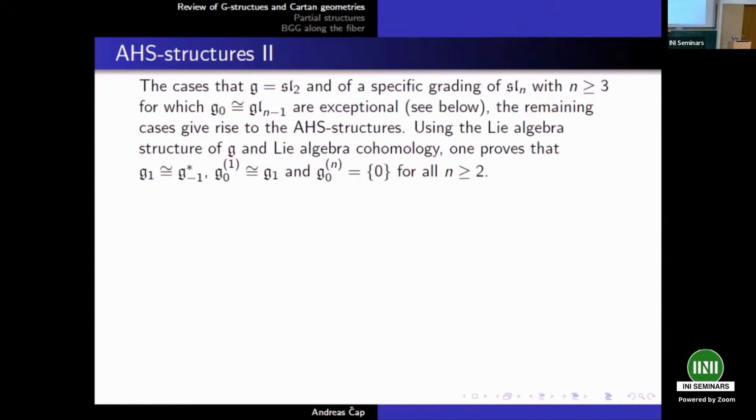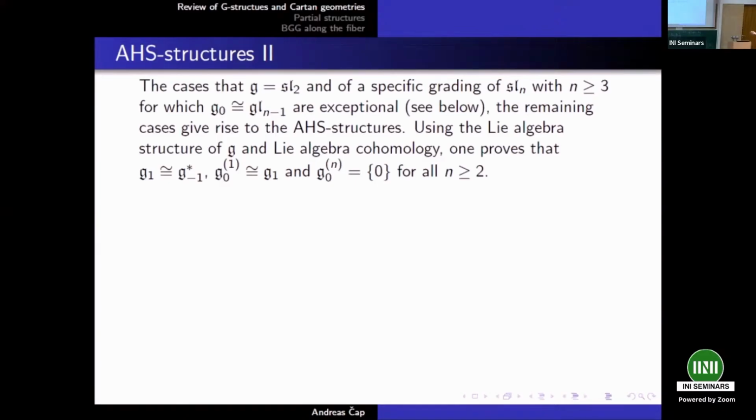Okay, so we have to avoid this grading of SLN for which G0 is GL(n minus 1). Although, as we shall see, this is of big interest because it gives rise to projective structures, but it doesn't fit into the picture that I'm developing here. But I'll discuss later how to bring it into that picture. And then the remaining gradings give rise to these AHS structures, which are exactly the remaining entries on the list of G0 structures of Kobayashi and Nagano.